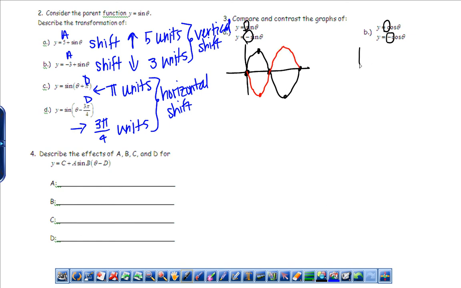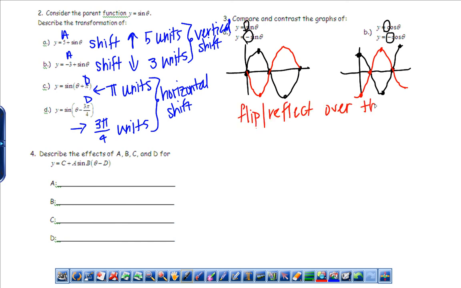Your cosine, what would happen with it? Remember, cosine starts at the top first, then goes middle, down, middle, and top. It's like a U. So instead of starting at the top first, it's going to start at the bottom. Still goes to the middle. Each value is going to be reflected over the x-axis. So it's going to make a hill instead of a U. So these values right here, we're going to flip or reflect over the x-axis.